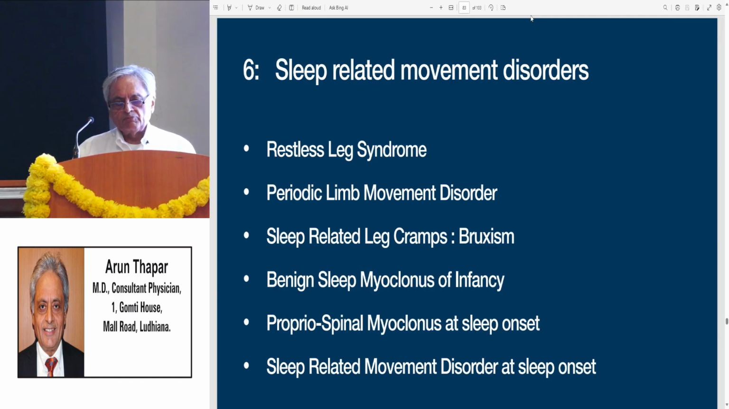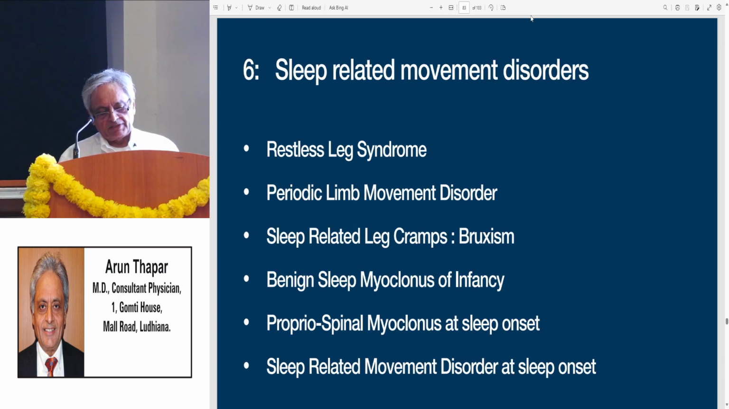Sixth is sleep-related movement disorders. Restless leg syndrome, which is very important, very common. Periodic limb movement disorder. Sleep-related leg cramps, bruxism. Benign sleep myoclonus of infancy. Propriospinal myoclonus at sleep onset. And sleep-related movement disorder at sleep onset.